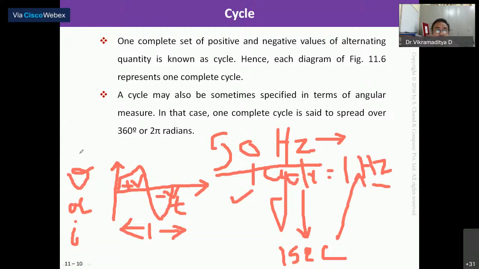50 hertz means that in 1 second, 50 cycles are completed, and one cycle is nothing but a set of positive and negative. So 50 hertz represents that 50 cycles of this sinusoidal waveform are completed in 1 second. In USA, it is 60 hertz. So all electrical engineers should keep in mind that in India we have a 50 hertz supply, but in USA it is 60 hertz supply. There are advantages and disadvantages of both 50 hertz and 60 hertz, so don't get confused.